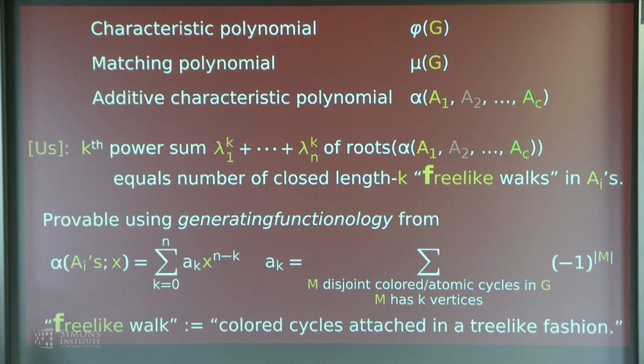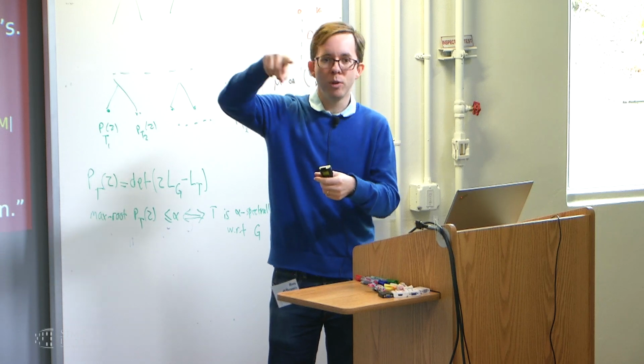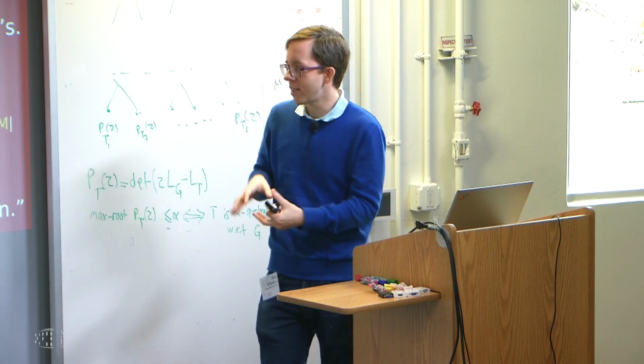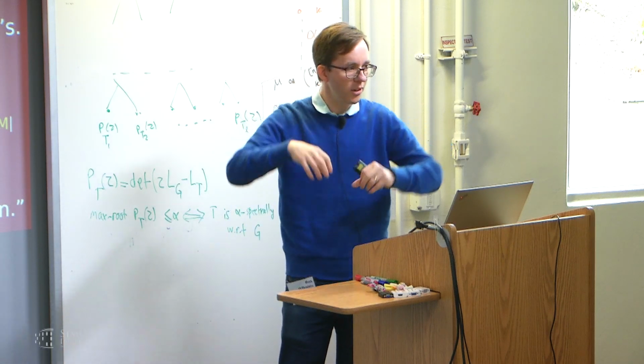Okay, and now you can do the same story for the additive characteristic polynomial. In the same way, the coefficients of this additive characteristic polynomial were generating functions for collections of disjoint cycles where each cycle appears wholly within some atom. If you do this story, you find that the power sum of the roots of the additive characteristic polynomial equals the number of closed length k free-like walks, we invented this goofy term, in the atom set. I won't exactly say what a free-like walk is, but it's basically a walk in the normal graph, which is the sum of the atoms, with the property that when you walk around and repeat a vertex and pop off a cycle, that cycle should come wholly from one of the atoms. So it's again like these closed walks that you get by attaching cycles from the atoms together in a tree-like fashion.